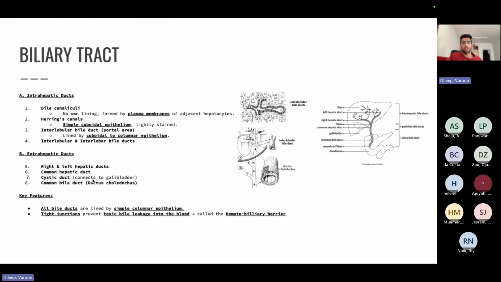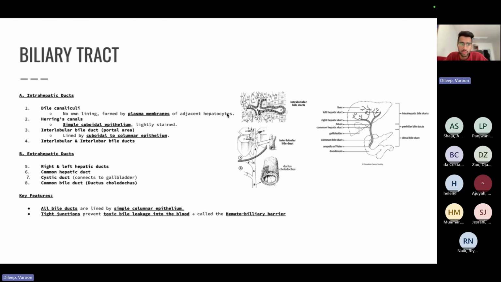And then when we talk about the different biliary tracts, they're divided into three parts. These include the intrahepatic ducts, then you have the extrahepatic ducts, and then you have the bile ducts itself. So first of all, we have the bile canaliculi. As I said, they do not have a lining of their own. They're formed by just the plasma membrane of the adjacent hepatocytes.